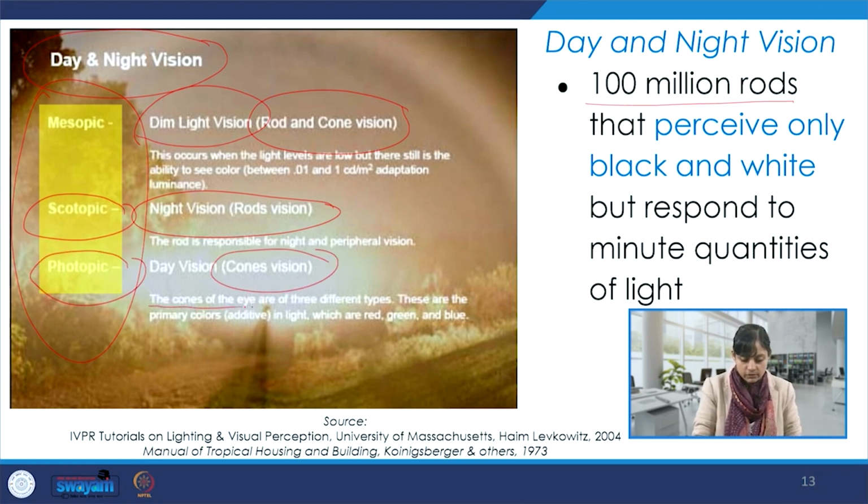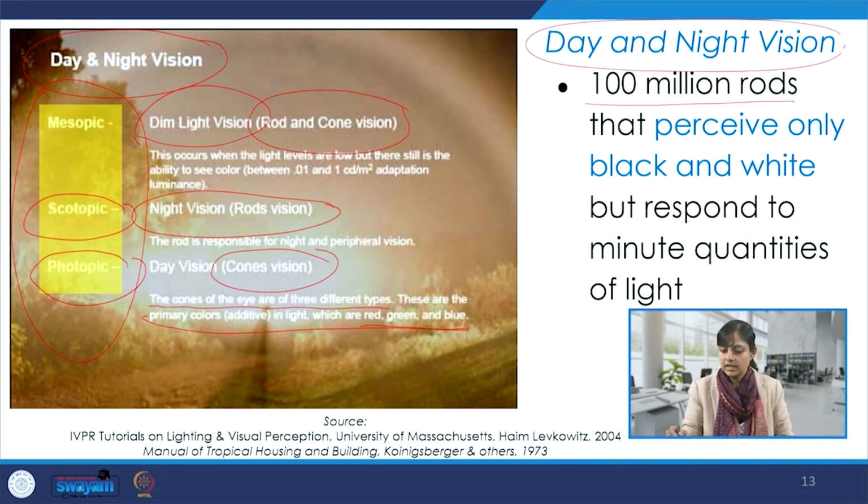So the cones of the eye are of 3 different types, and these are the primary colors in light, which are red, green, and blue. And that's how we are able to understand this day and night vision, and we are able to perceive and see things.